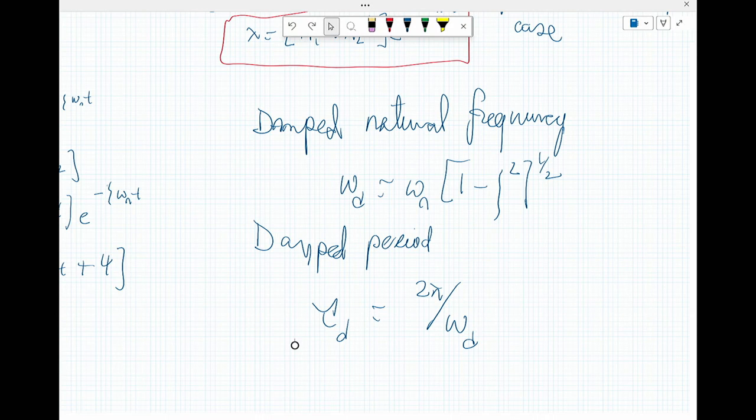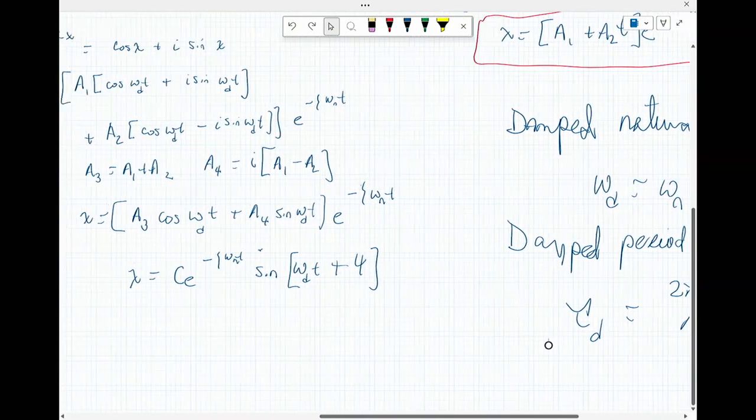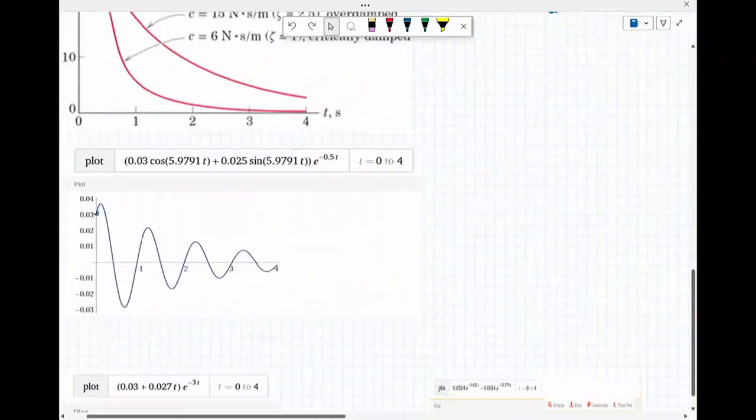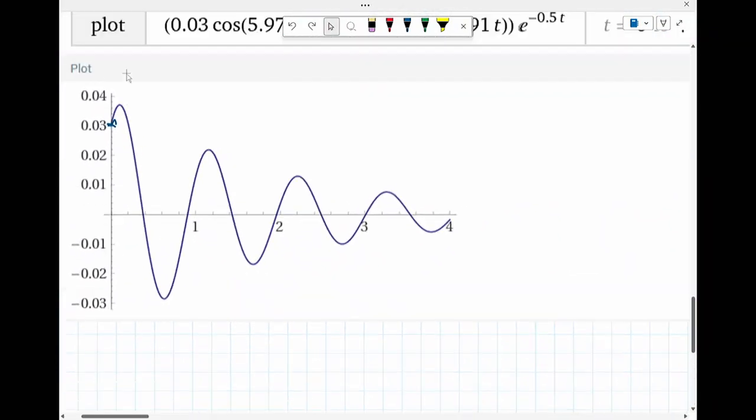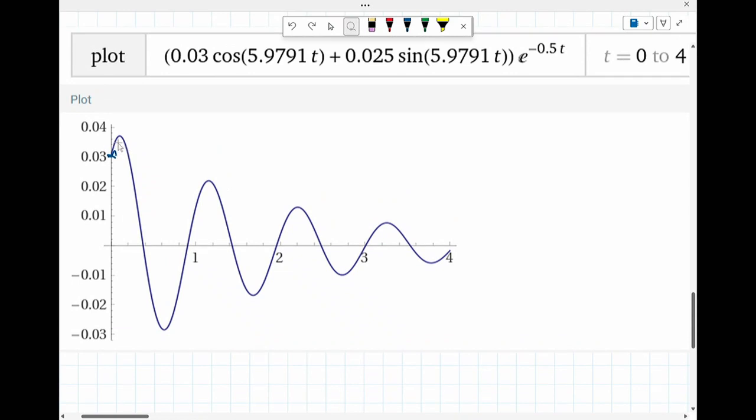Okay, so what we started talking about Monday, and what we'll talk about today, are mass spring damper systems. And I had defined at the end of the lecture these two quantities, omega d, which is the damped natural frequency, and the damped period. And where this gets kind of interesting is if you're dealing with something like this.